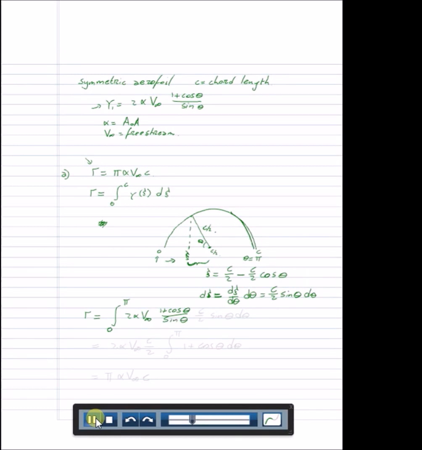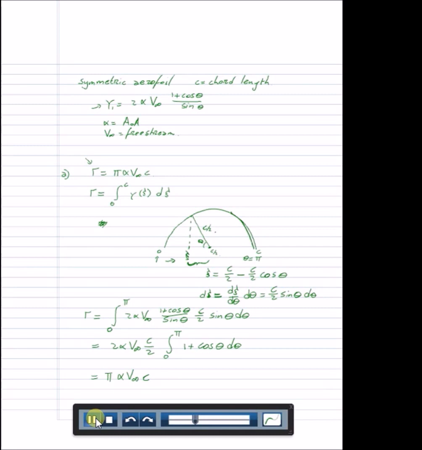And we multiply that times d psi, and d psi is given as C over 2 times sine theta d theta. So we can evaluate that integral and take all the constants outside: V infinity C divided by 2. Actually the 2's cancel out. Then we get a 0, we get a pi here, and the sines cancel out, so we get 1 plus cosine that we need to integrate. If you do that nicely, you're going to get your result: pi alpha V infinity times C. Right, so that was question A.